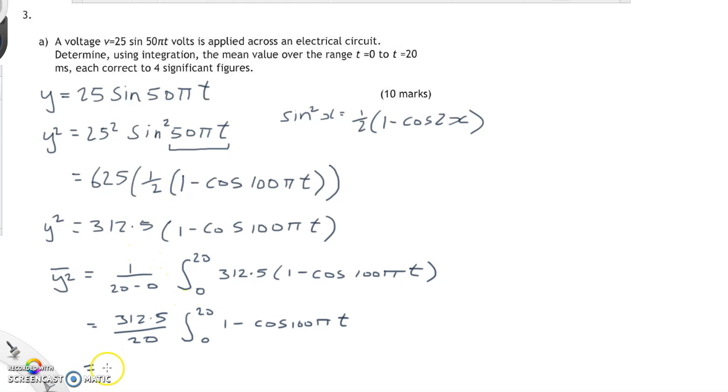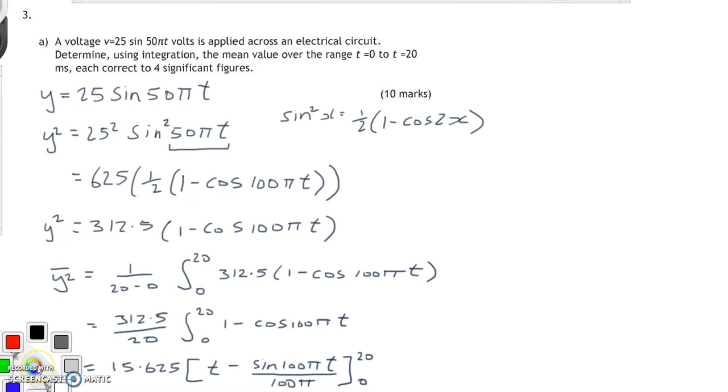So this gives us 15.625. And then we're going to integrate this guy here, and 1 will become t, and this structure here will become minus sine 100 pi t over 100 pi. Right, and we keep our limits 20 and 0 here. We're going to apply them in a minute.